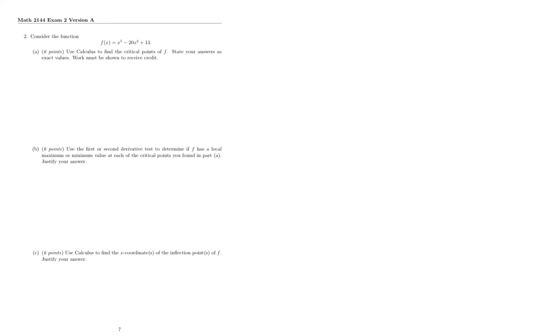Okay, on the next one, use calculus to find the critical points of f. State your answers as exact values. Okay, so f prime of x should be 5x to the 4th minus 40x. And then to find the critical points, I'll set that equal to 0. So I can factor out a 5x, and I'll get x cubed minus 8. So I'll get x equals 0 and x equals 3 from that.